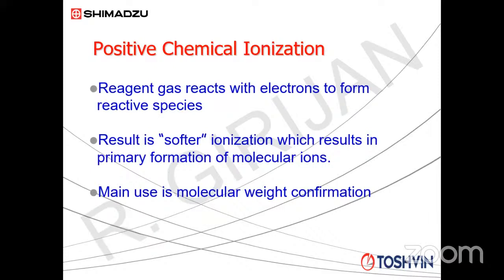There are three. Number one, and most widely used, is high purity methane, CH4. Second one is isobutane. Isobutane compared to methane is a little more costly. And third one is high purity ammonia, NH3. Ammonia is very, very rarely used for some selected types of compounds.